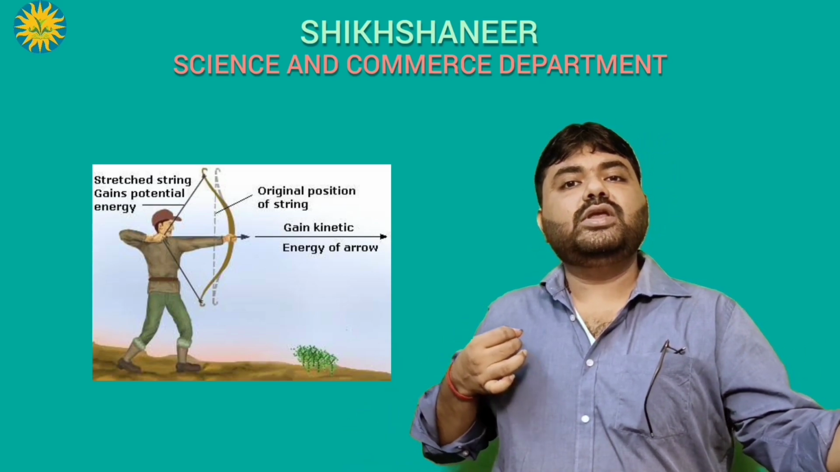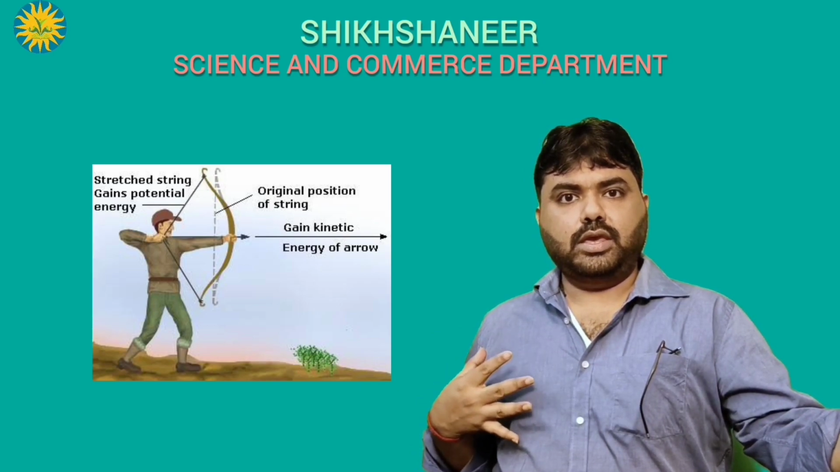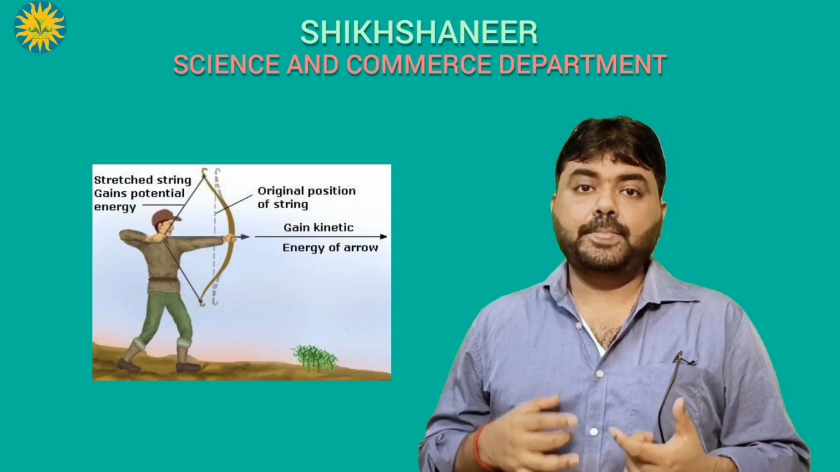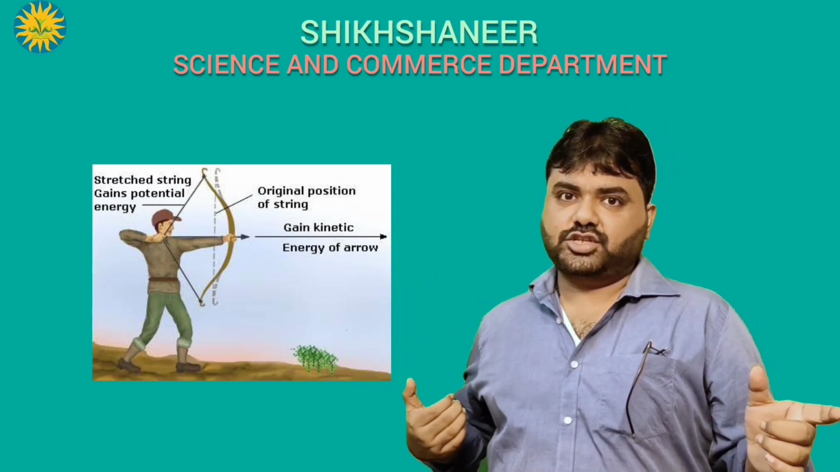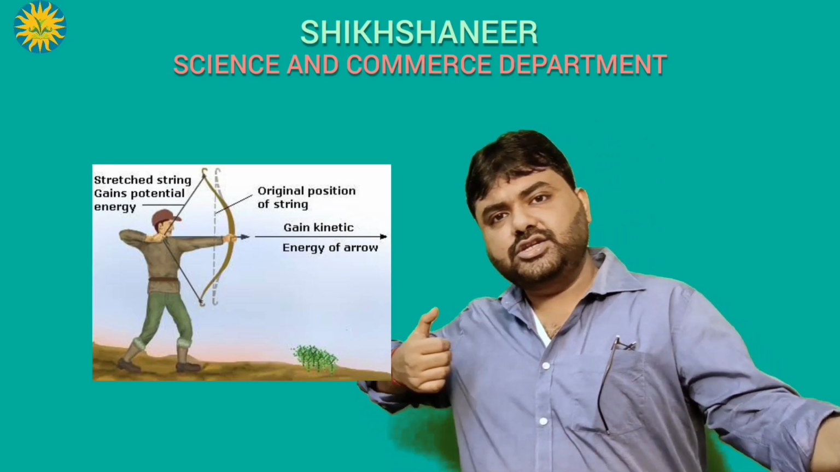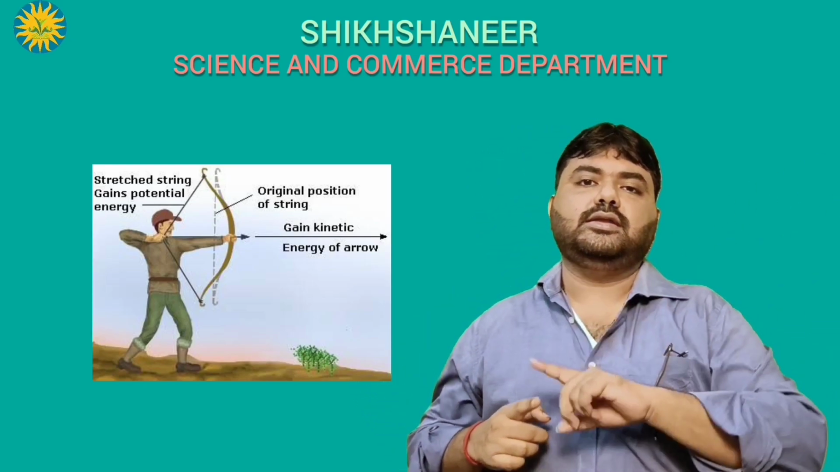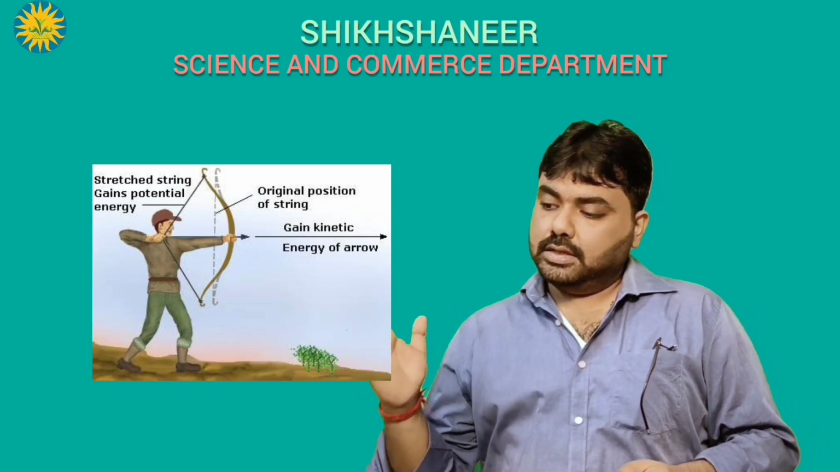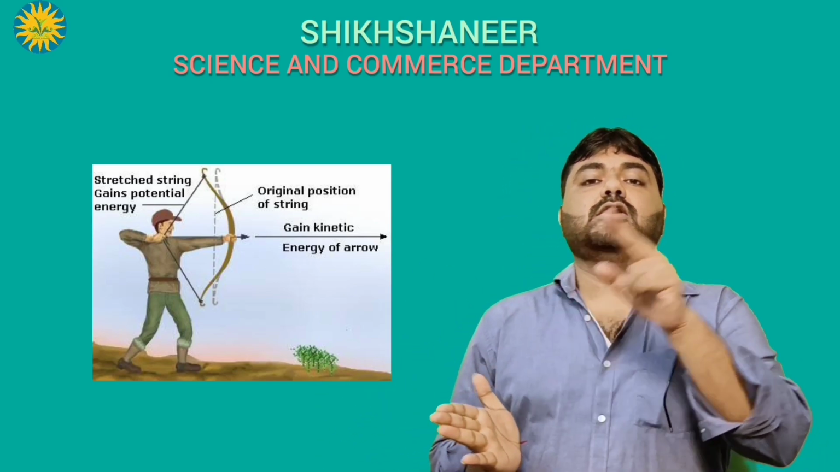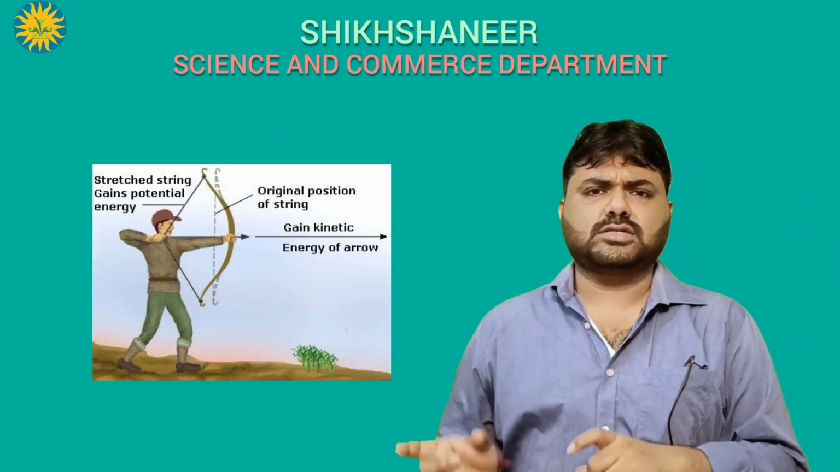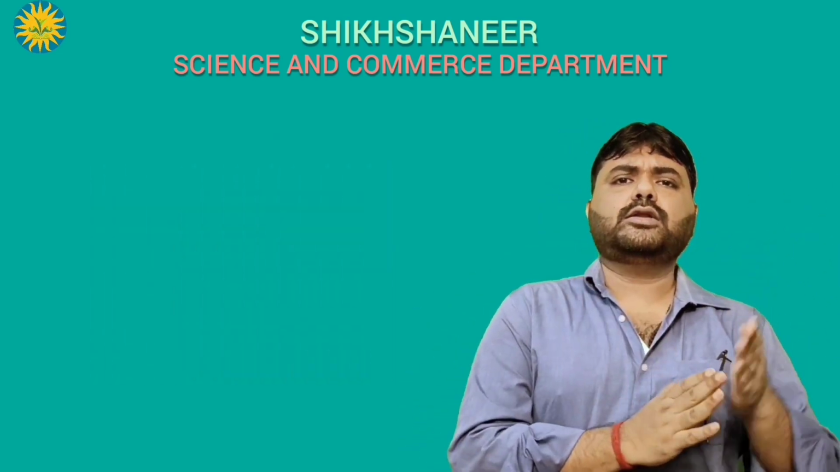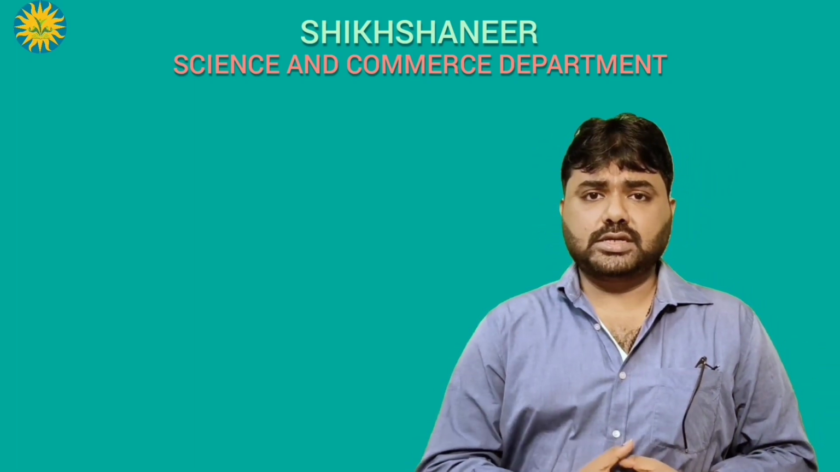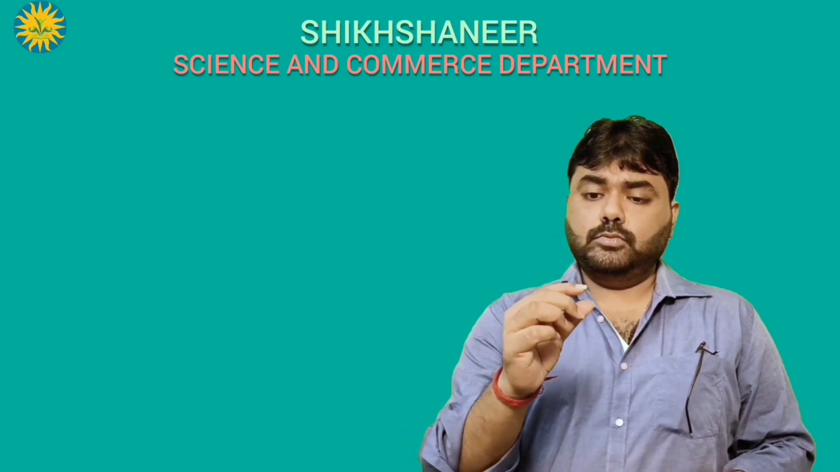Now if we release the string, the string along with the bow will start moving. That means the stretched form of energy, that is the potential energy, will be converted to kinetic energy when the bow is moving. So this is how potential energy is converted to kinetic energy, and vice versa. Kinetic energy can also be converted to potential energy. Winding of a spring.